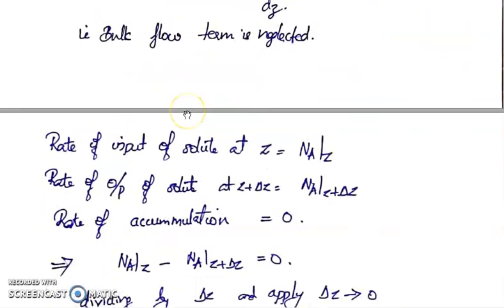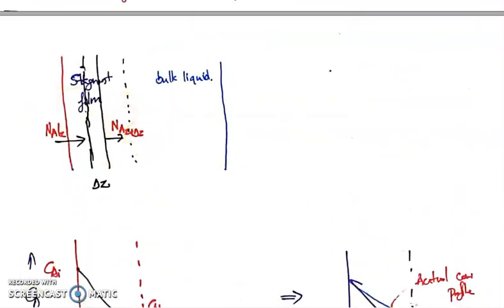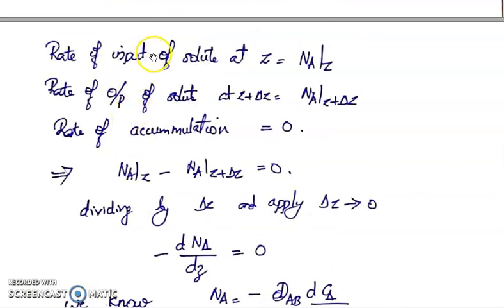For that, let's consider the volume element. The flux with which molecules enter the volume element is NA at Z. Flux with which it leaves is NA at Z plus delta Z. And since we assume the steady state operation, rate of accumulation is equal to 0. Let's apply the mass balance, and you can write NA at Z minus NA at Z plus delta Z is equal to 0. That is, flux entering is equal to flux leaving, and there is no accumulation.